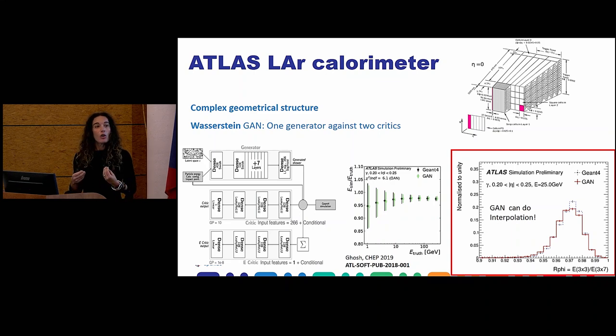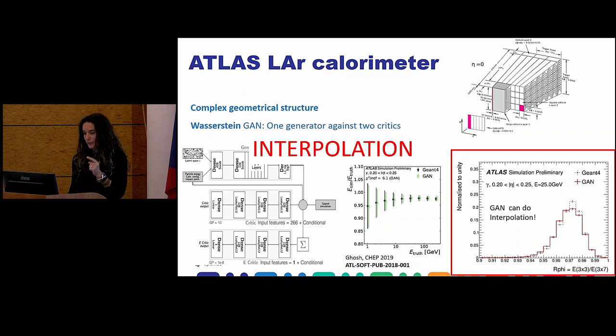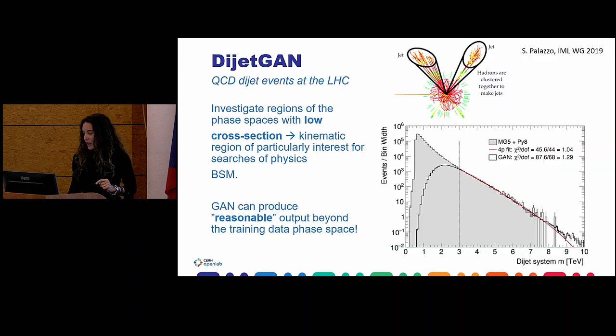Because remember, all of those tools are trained using simulated data. But if you want to use generative models to replace simulation, you need to restrict as much as you can the simulated data that you need to train them. Otherwise, there's no point. So networks can also do interpolation. And that is another interesting example that I'm going to show you.